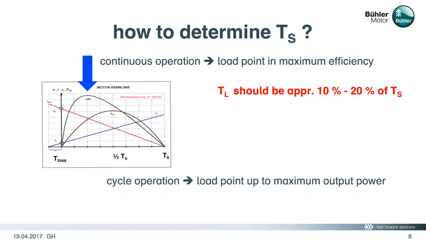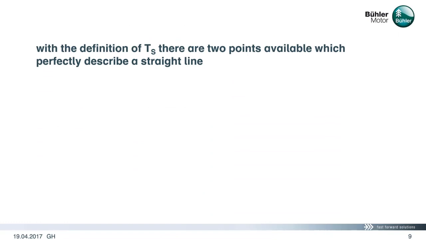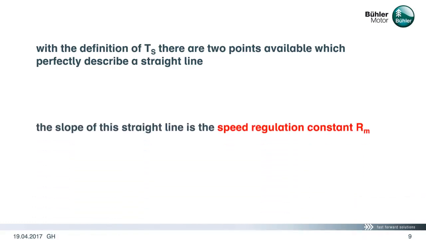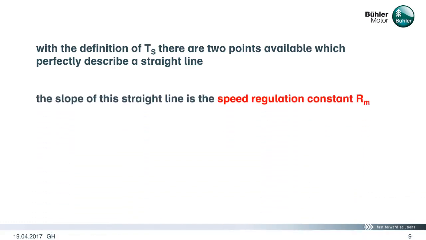In case of a cycle operation with short on times, the load point may even be up to the maximum output power, which means T sub L may be up to 50% of T sub S. With the definition of T sub S, there are 2 points now which perfectly describe a straight line. The slope of this straight line is the speed regulation constant R sub m. With the calculated R sub m, a motor out of the existing portfolio may be chosen.